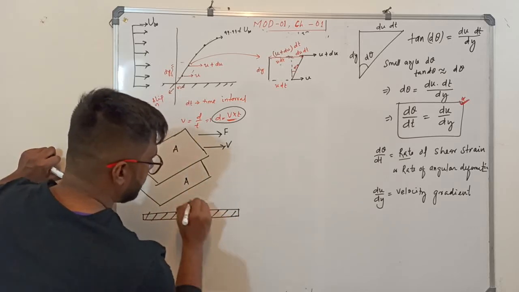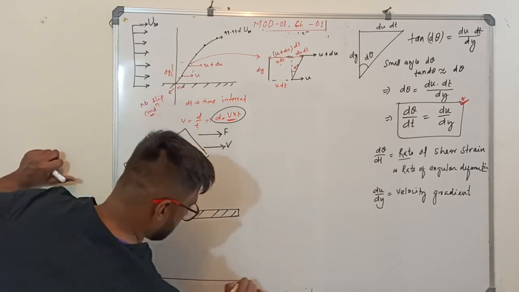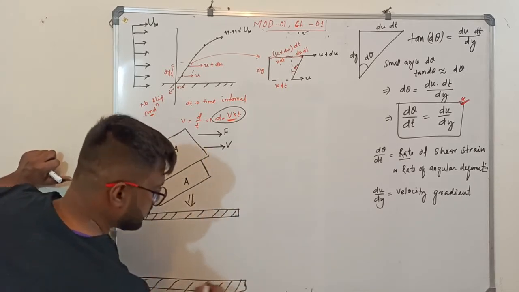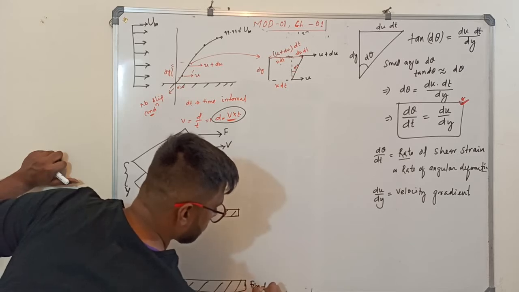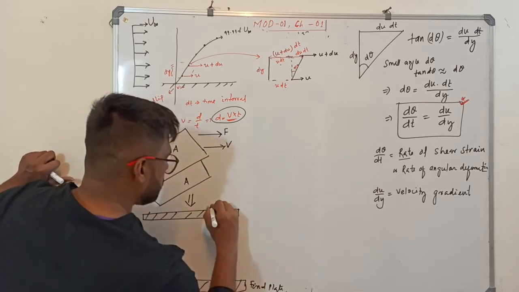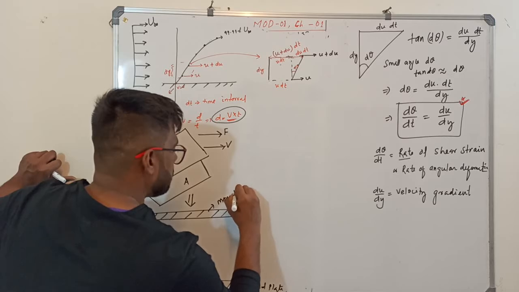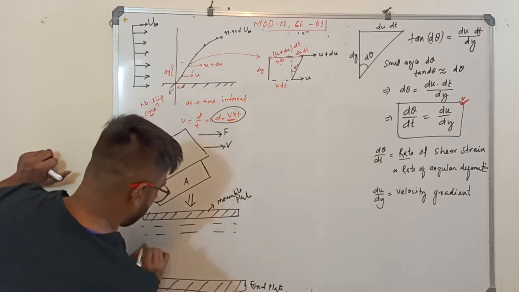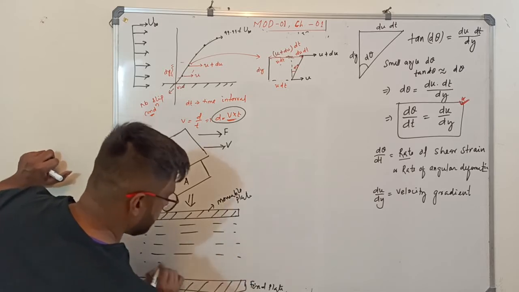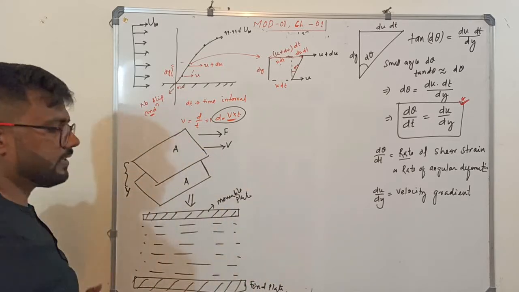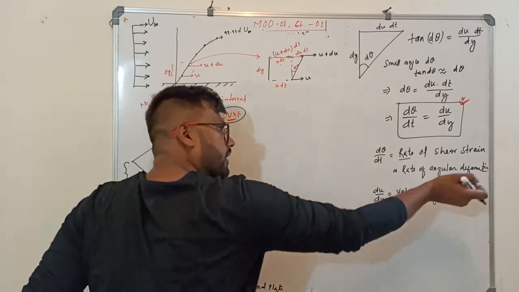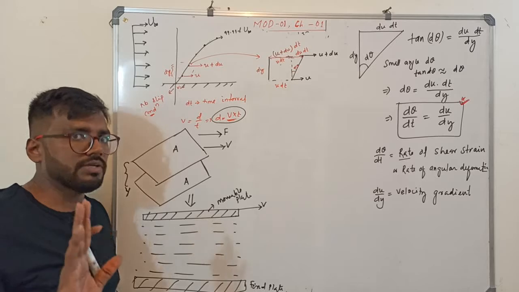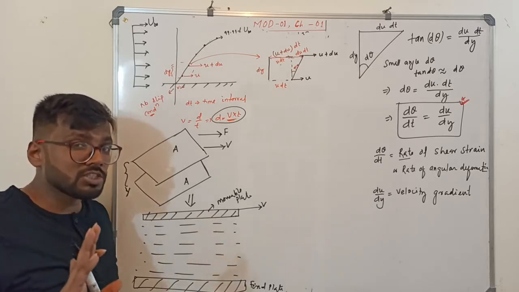This is one plate. There is another fixed plate. This is your fixed plate. This is your movable plate. Okay? And you have fluid in between them. And the top plate is moving at a constant velocity of v.